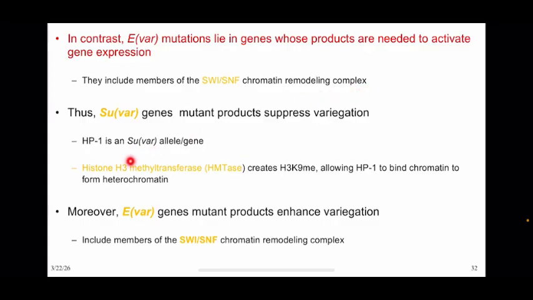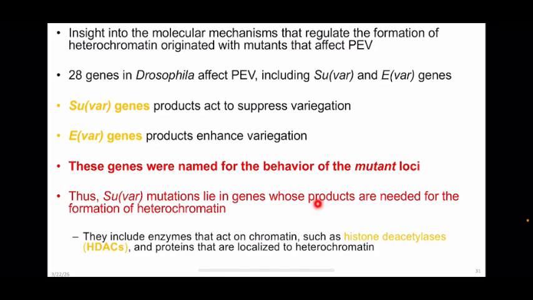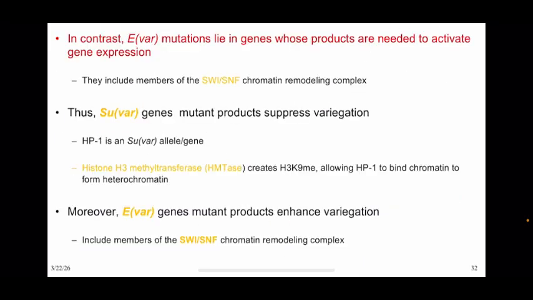Okay, so therefore the SU genes' mutant product. So you see, it's confusing. So if you do not understand this, you are going to get them mixed up. Okay, so now we are talking about the mutant product. The SU mutant product now will suppress variegation, because in their normal state, their products were forming heterochromatin, but now there have been mutations in those genes that were forming heterochromatin. So now what are they going to do? They are going to suppress heterochromatin formation. So the mutants are now going to suppress heterochromatin formation.